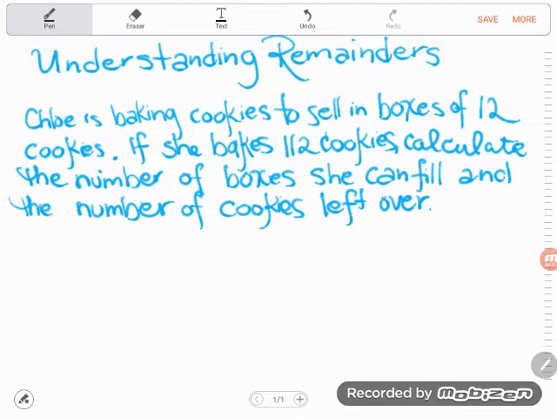And I was like, I'm sorry. There's a time and a place for everything. And as it turns out, there's a time and a place for remainders. Let's take a look at this problem and see what I mean.